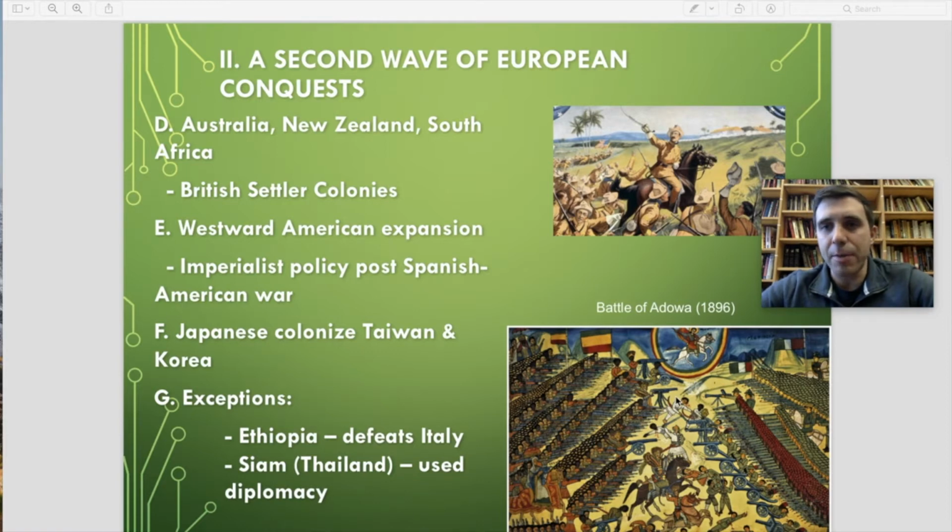This is a very famous image as a result of this. We'll take some time to analyze that a little bit more. Ethiopia also is a Christian nation. We can talk about its significance there as well, because they would be fighting against other Christian Europeans.